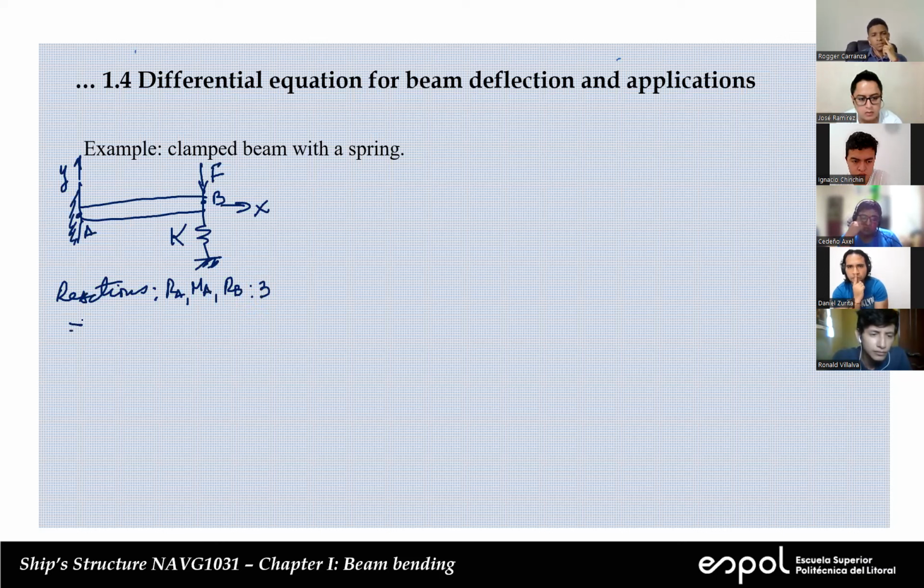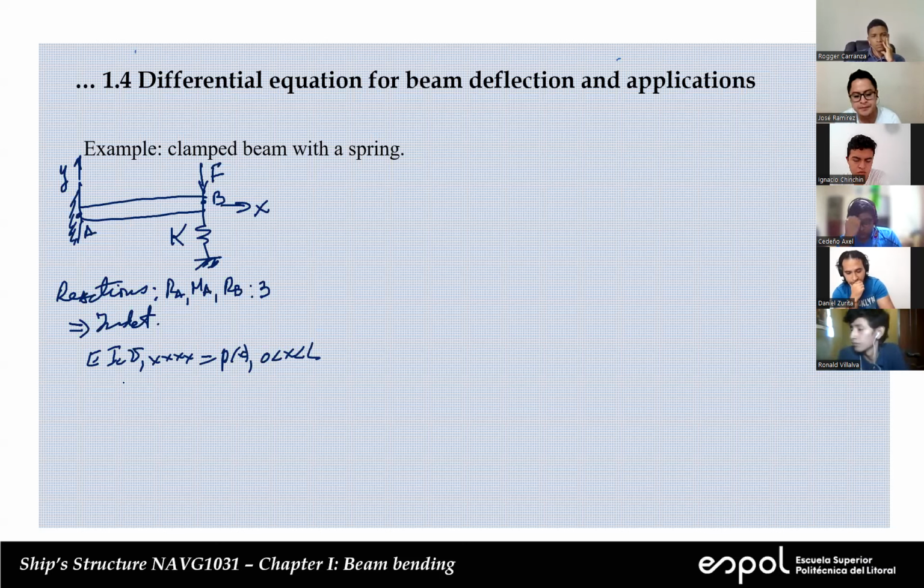So the conclusion is that it is indeterminate, because we can handle only 2. So we have to solve the equation EI v'''' = P(x). This is inside the domain. Boundary conditions: on x equal to 0, I'm not going to repeat it, v is 0 and the slope is 0.